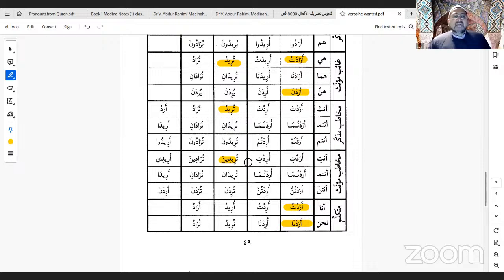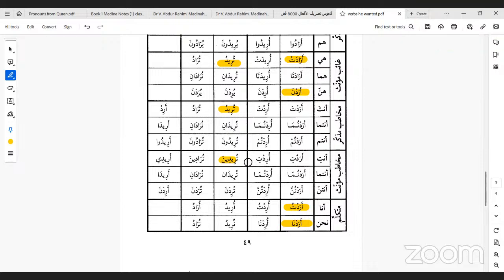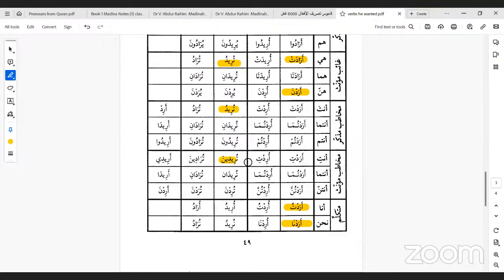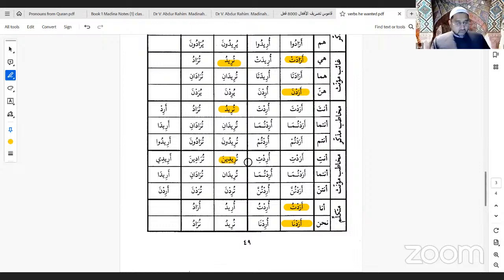So for example, the verb jalasa. I'll give you an example. Jalasa at-tiflu, the child sat. Ajlasa at-tifl ala sariri, I made the child sit on the chair. This is the causative itself. It's getting harder, I will cover this again. I've just sent in the group a verse of the Quran where the command of aqama yuqimu has been used.